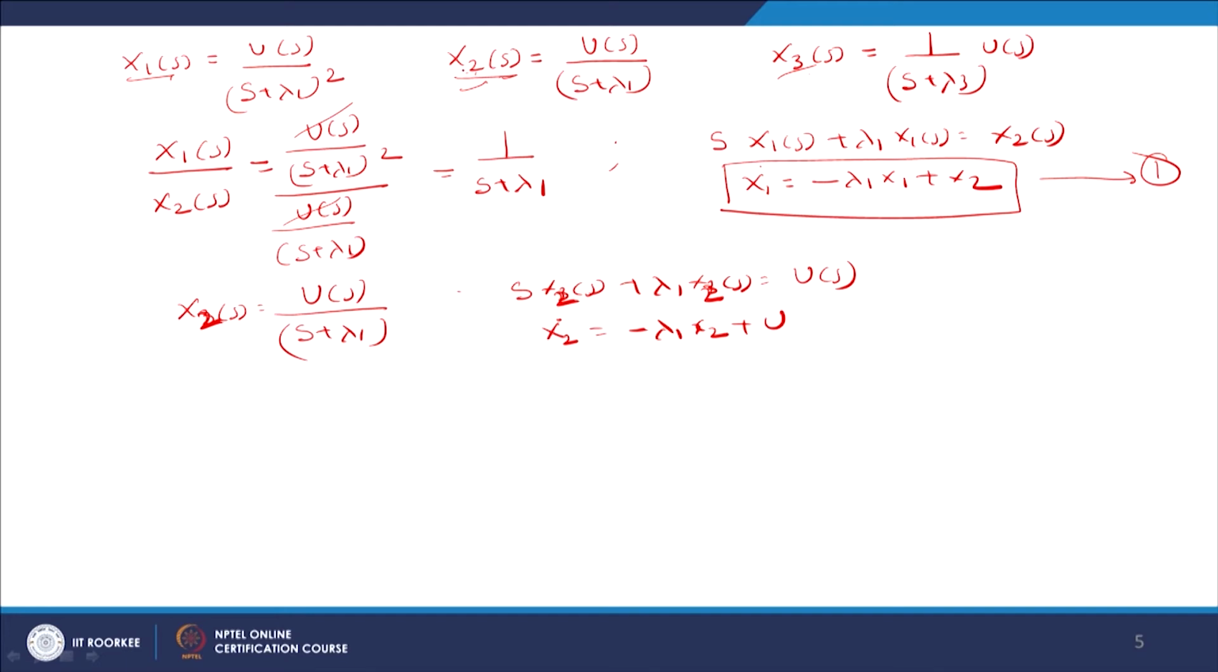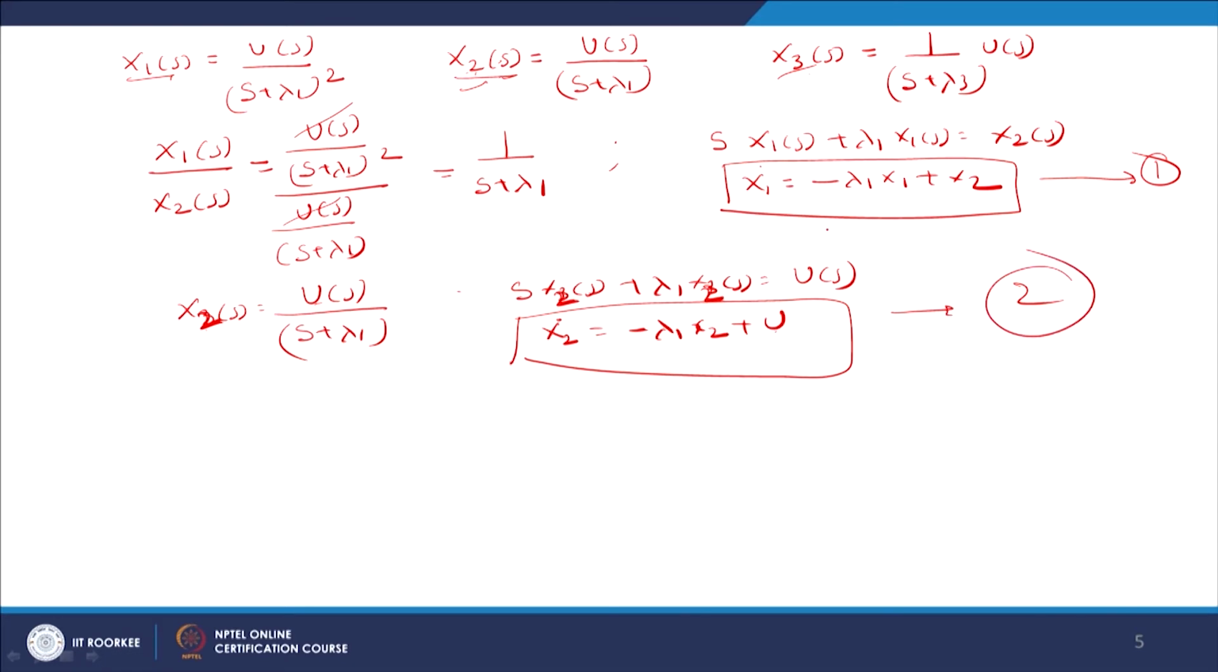So, what have we taken? We have taken x2 of s equal to u of s by s plus lambda 1. We cross multiplied it: s x2 of s plus lambda 1 into x2 of s equals u of s. So, by inverse Laplace we get x2 dot equals minus lambda 1 into x2 plus u. So, the second equation we have got. We write it like this. This is equation number 2.